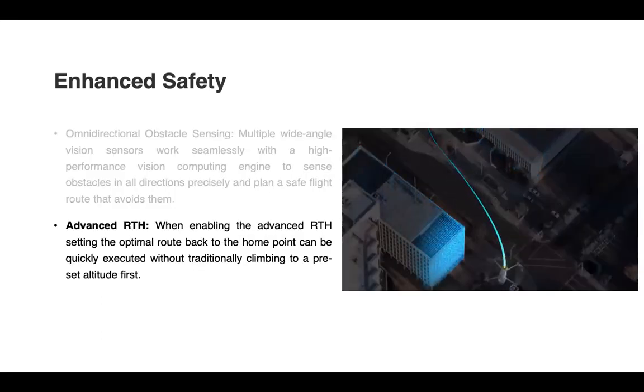Another feature available here is the advanced return to home. So you'll see in the pilot app settings, you have the ability to do the advanced return to home, or regular. With that advanced return to home, the aircraft will take the optimal route back using those omnidirectional obstacle sensing. Once again, that is an option, though. You can do the typical go up to the return to home altitude and come home if you would like to.